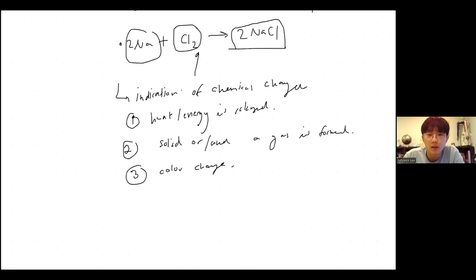So these are all things that, if you do an experiment, you can see or feel, like heat energy being released. You might see a color change. These are things that may indicate a chemical change. Number four is relative irreversibility. So that means that once it has become a certain substance, you might not be able to reverse back into whatever it was before it became that substance.